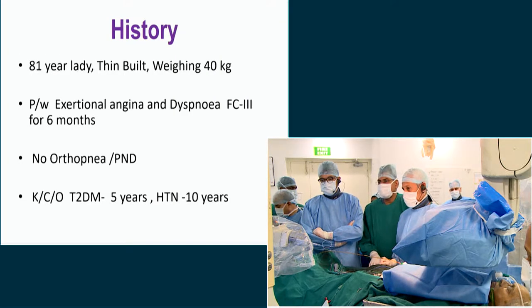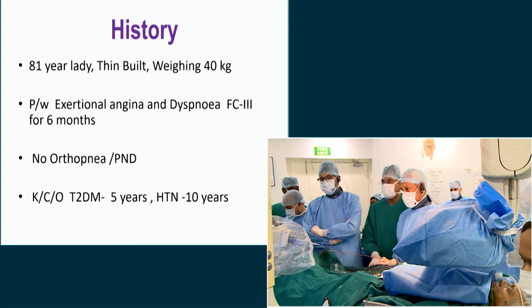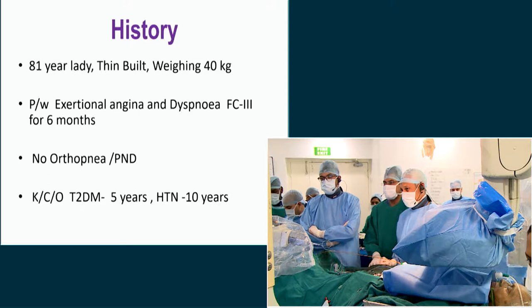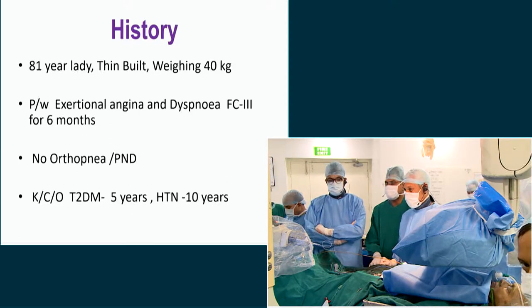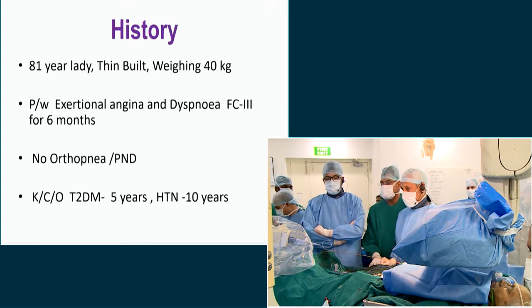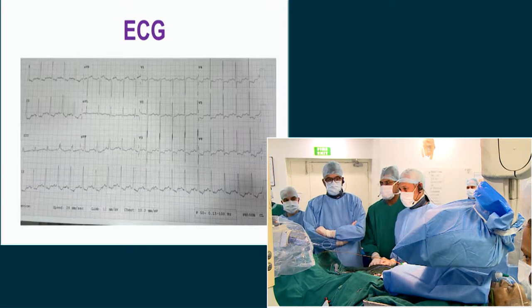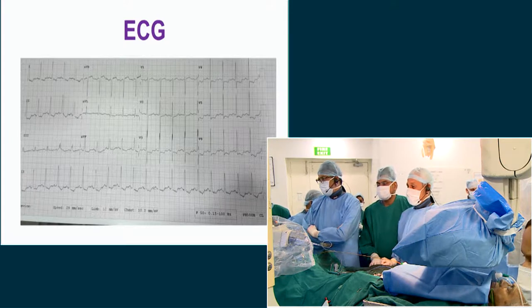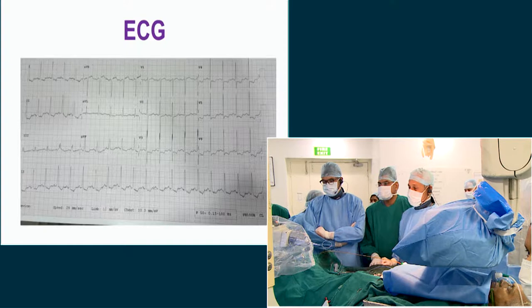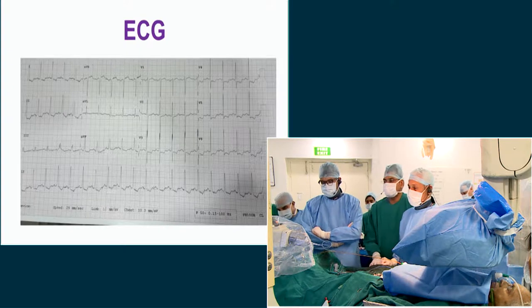Here is an 81-year-old lady, thin-built and frail, weighing 40 kg, with known hypertension and diabetes. She presented with exertional angina and dyspnea of NYHA functional class 3 for the past 6 months, with no history of orthopnea and PND. The combined weight of the two patients here is 75 kilos, which is less than the average patient in New York. ECG showed LVH with strain pattern.